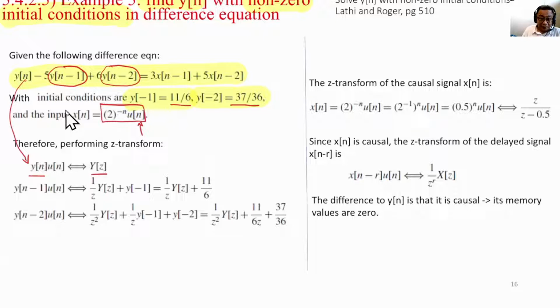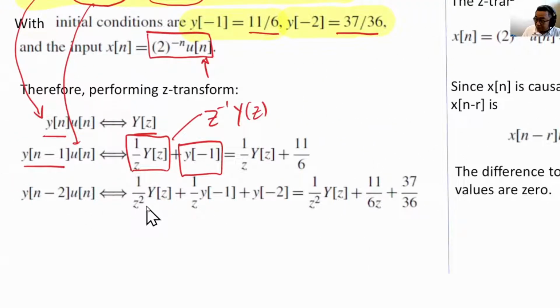It is Y(z). What about y[n-1]? y[n-1] will actually have z^-1 Y(z). However, because our initial condition is not 0, we must add this term, y at time minus 1.